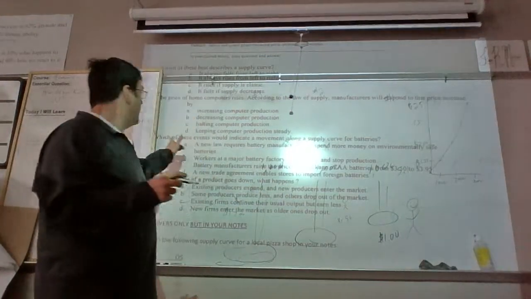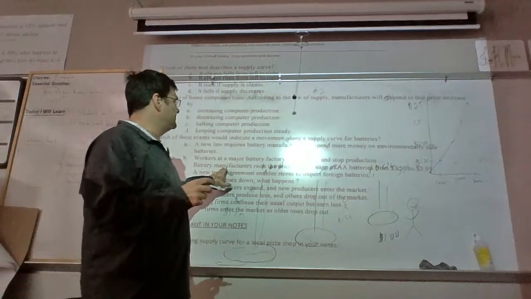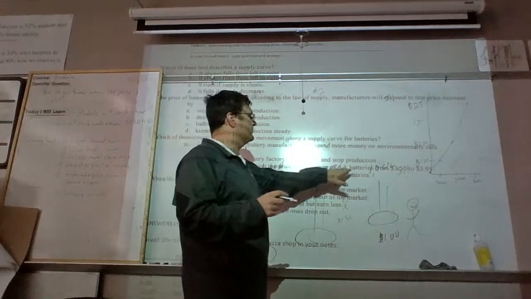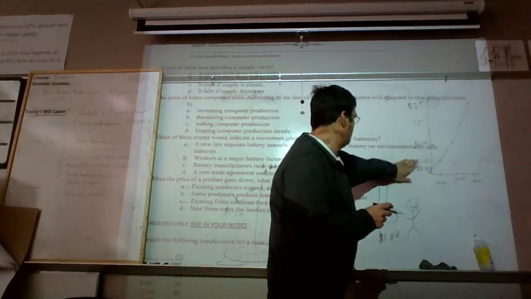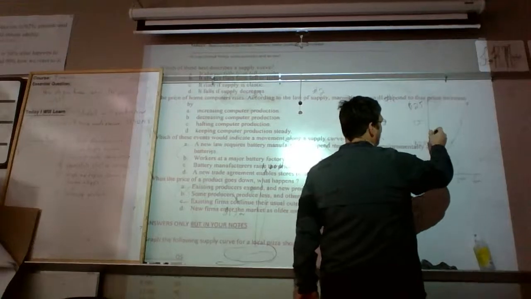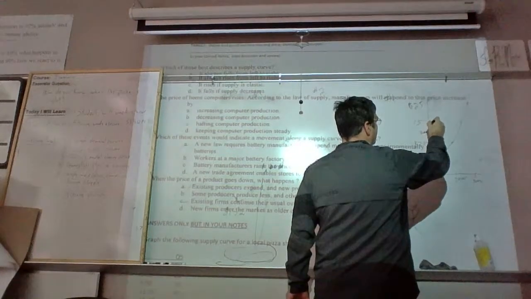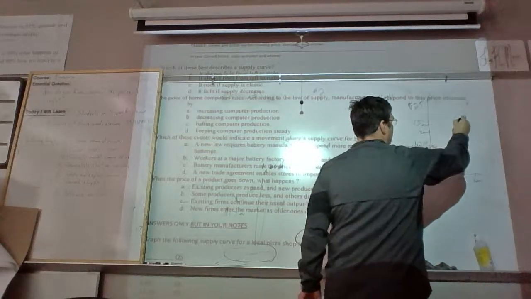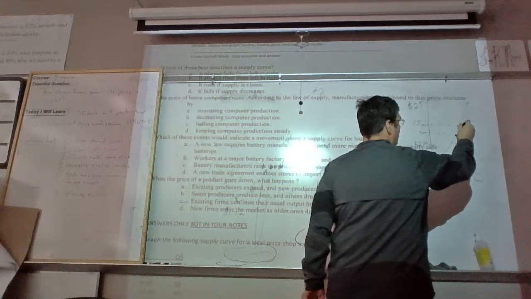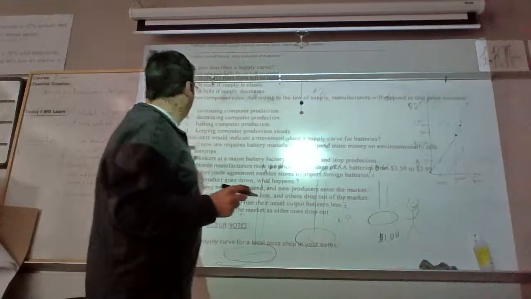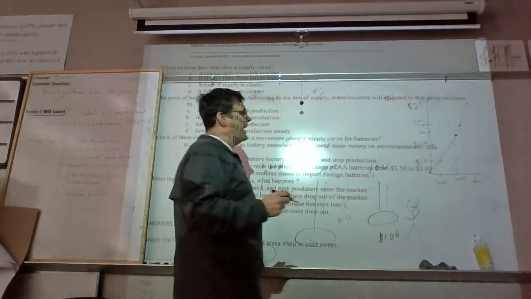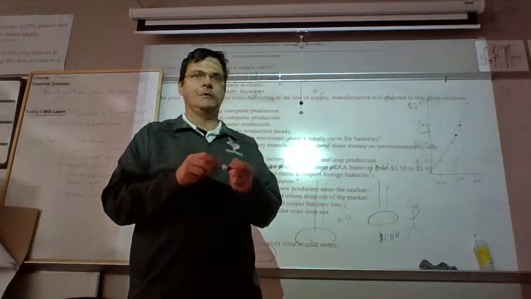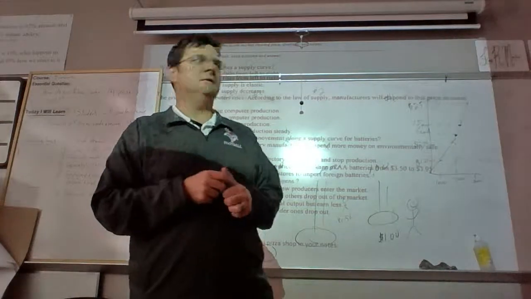The question was, which of these events is moving along the supply curve? If C is the correct answer, we're talking about battery manufacturers raising the price of a package of AA batteries from $350 to $395. Look at it on our curve. From $350 to $395, what have we done? We've moved on the curve. Which of these events indicate movement along the supply curve? Moving here moves you on the curve. Questions on that? Okay, that's our review for supply.